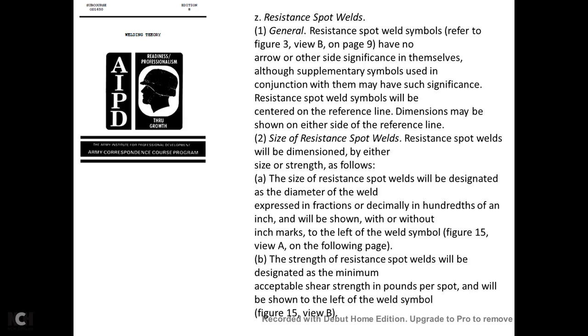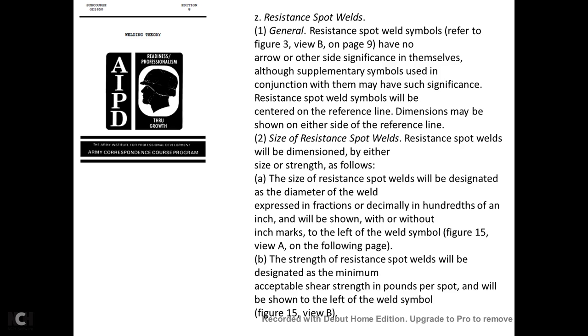Z. Resistance spot welds. Resistance spot welds have no arrow or other side significance in themselves, although supplementary symbols used in conjunction with them may have such significance. Resistance spot weld symbols will be centered on the reference line. Dimensions may be shown on either side of the reference line. 2. The size of resistance spot welds. Resistance spot welds will be dimensioned on either side of the reference line.